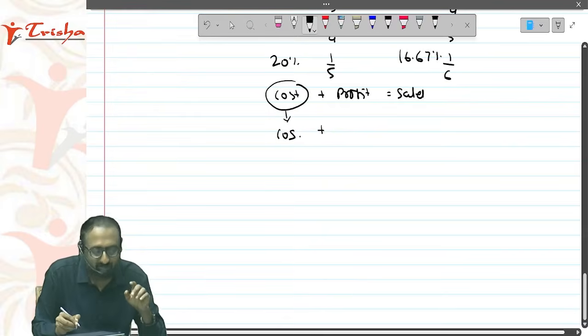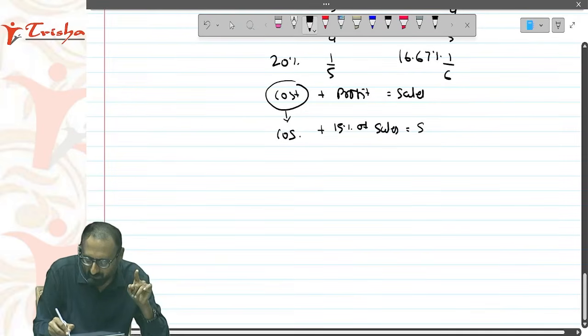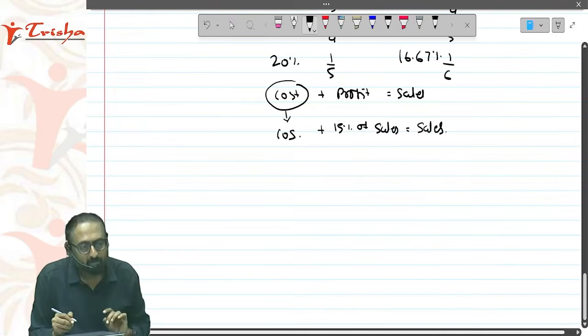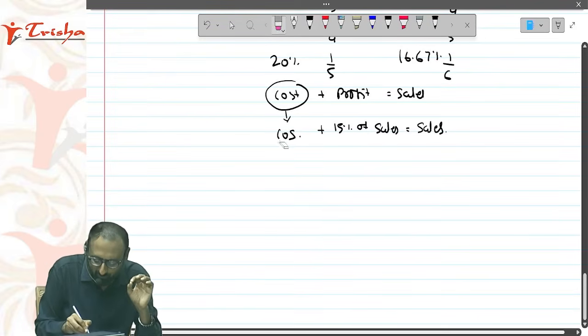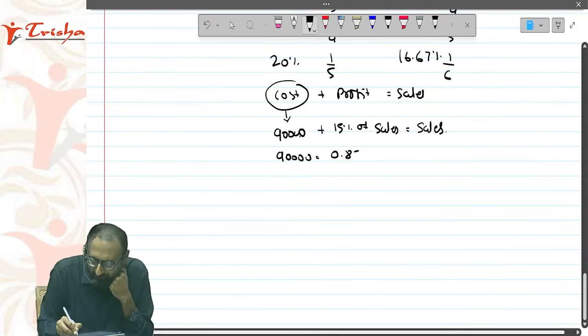Suppose profit is given as 15% of sales. Then what you will do? Suppose your cost of sales is 90,000. How much is your cost of sales? 90,000. So 90,000 is equal to 0.85 sales.